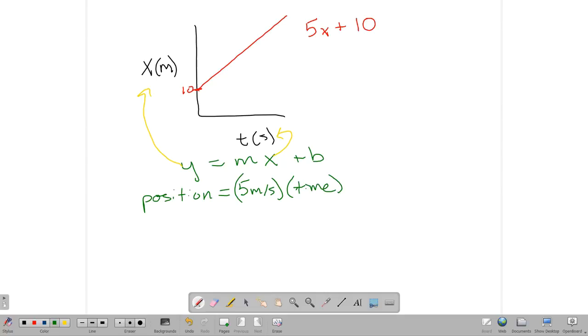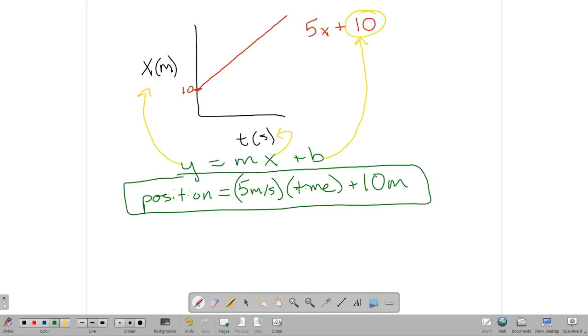Now the difference here is that for the y-intercept, that is this number right here. So that tells me that my initial position was actually 10 meters. Okay. So again, when I go to make this into an equation that we use here in physics, I would say, okay, well, my final position is equal to the velocity, which in this case is 5 meters per second, times the time plus 10 meters. That is my initial position right there.